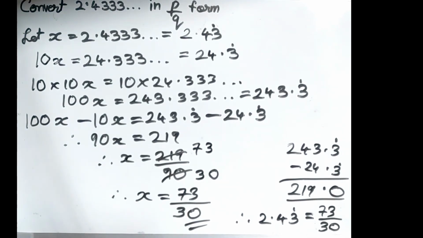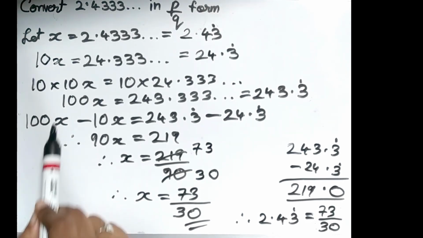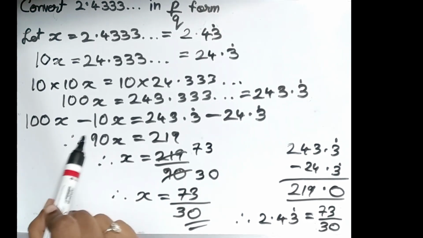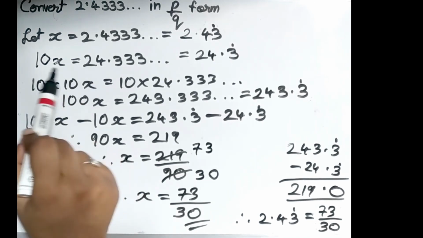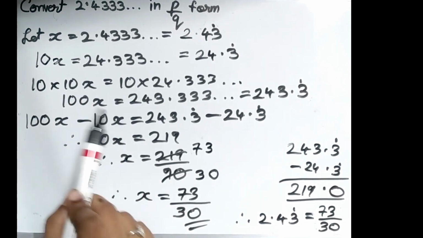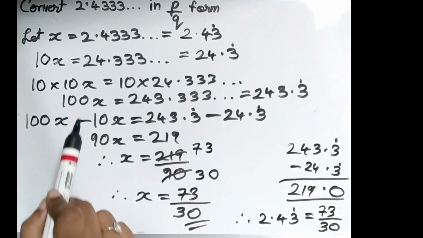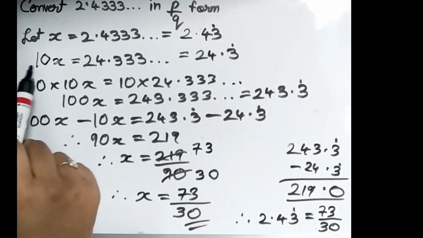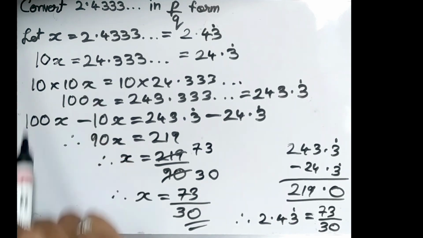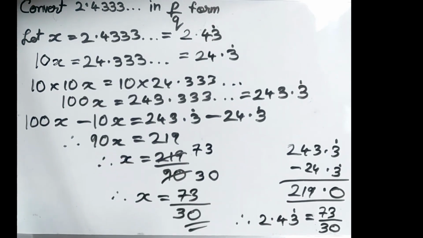Okay, so only this step is extra, and when we are subtracting here, we have to subtract 10x. In the first two examples we subtracted x, but here you have to subtract 10x, that is this. Okay, and you will get this answer. So with this we complete this topic.